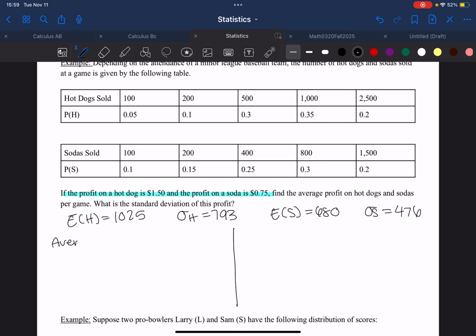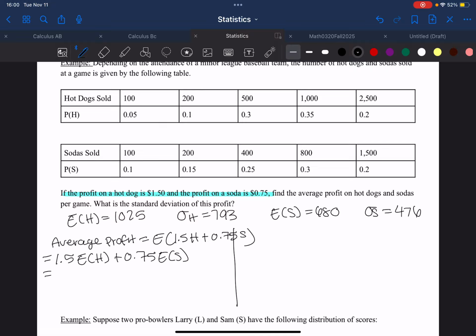So the average profit is equal to the expected value of 1.5H plus 0.75S, which is the same as saying 1.5 times the expected value of H plus 0.75 times the expected value of S. So we plug in the expected values for hot dogs and soda, and we get 1.5 times 1025 plus 0.75 times 680. Plugging that in gives us $2,047.50 average profit.